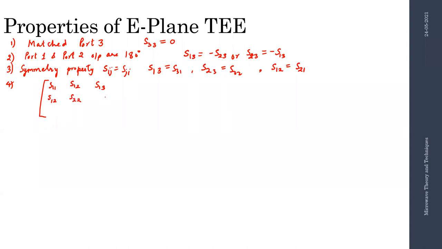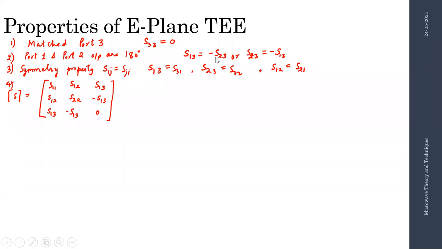S22. S23 is equal to, just see the property I wrote, number 2, S23 equal to minus S13. So here I am replacing S23 with minus S13. S31 is equal to S13, so I am writing S13. S32 is equal to S23, and S23 is equal to minus S13. And S33, from the first property I wrote, is 0. So this is the S matrix I found when I applied these three rules. Note this down.